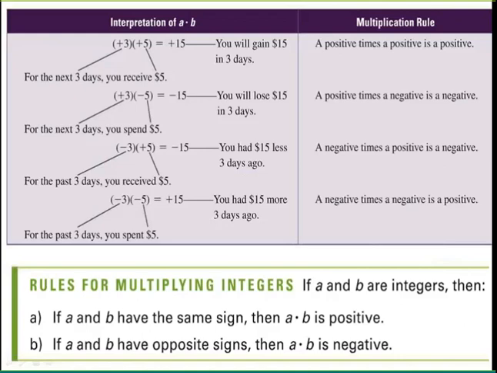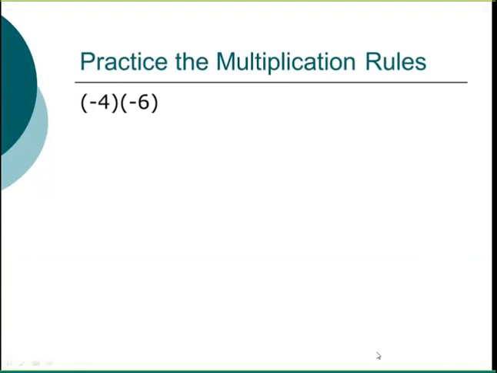Whenever I have the same sign, the multiplication is positive. Whether they're both negative or both positive, you multiply, the answer is positive. If they're opposite signs, one positive, one negative, then the answer is going to be negative. Okay, so practice with these rules.